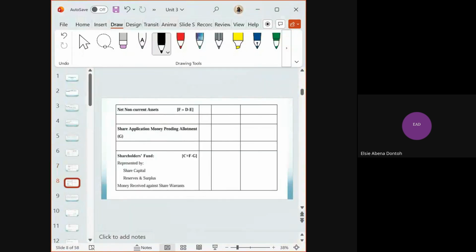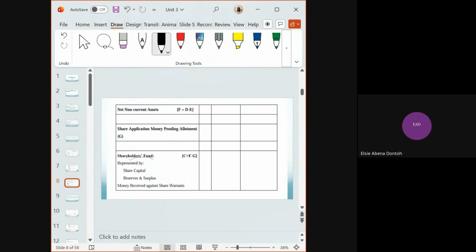So to get the net non-current assets, it will be the non-current assets minus the non-current liabilities, that's D minus F, and that will give us F. Then we'll move on to share application money pending allotment, minus J. So the C is the net current assets, the F is the net non-current assets.